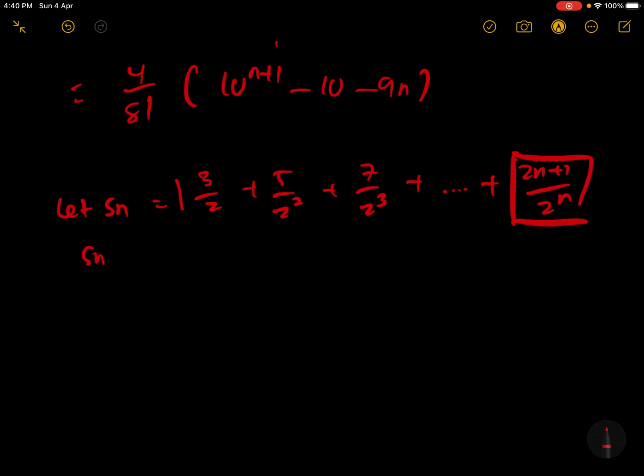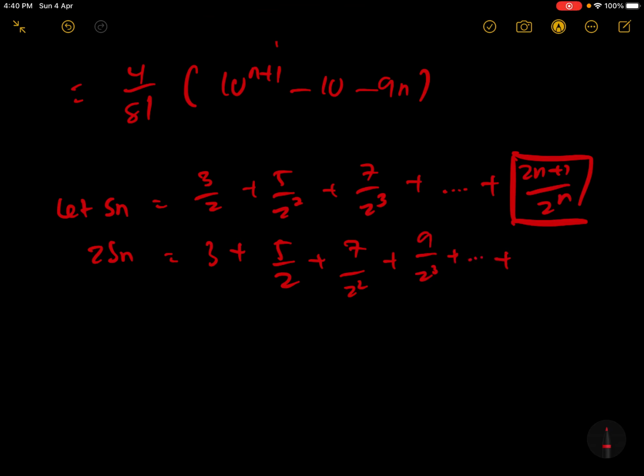So it'll be Sn over 2 equals 1 over 2 plus 3 over 4, and so on. But since we're not dealing with 1 here, we're dealing with n over 2 first. So instead, what I prefer to do is multiply the whole thing by 2. So 2Sn equals 3 plus 5 over 2 plus 7 over 2 square plus 9 over 2 cube plus so on.